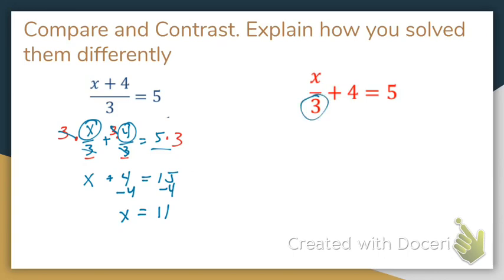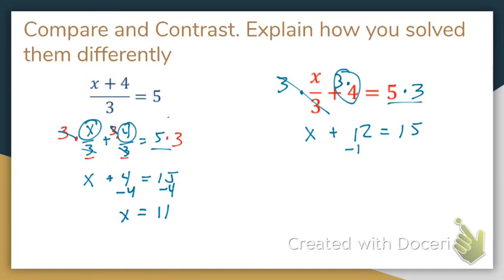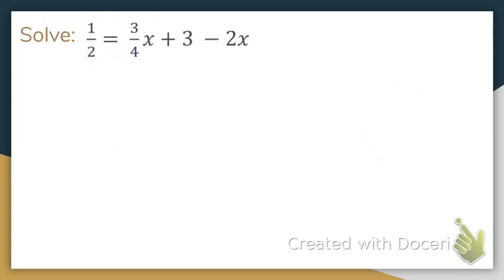Okay, so let's go to the problem on the right. I have 3 in the denominator, so I'm going to fraction blast. I'm going to multiply everything by 3, just like that. Okay, so that cancels. I get x plus, now I have 3 times 4 is 12, equals 5 times 3 is 15. Subtract both sides by 12, x equals 3.